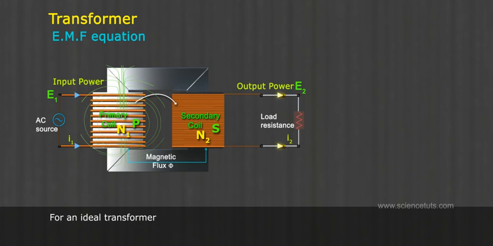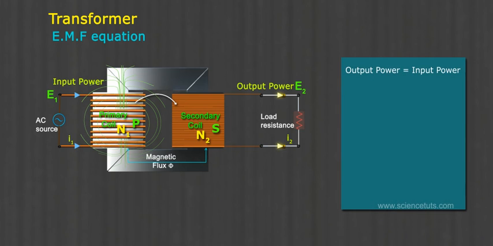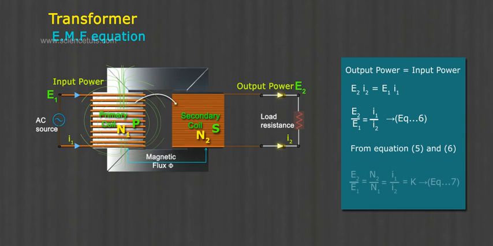For an ideal transformer, output power equals input power. E2 I2 equals E1 I1. E2 by E1 equals I1 by I2. Equation 6. From equations 5 and 6, E2 by E1 equals N2 by N1 equals I1 by I2 equals K. Equation 7.